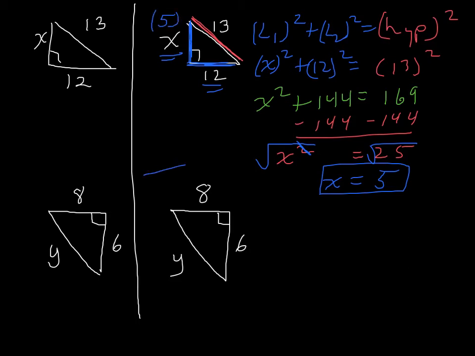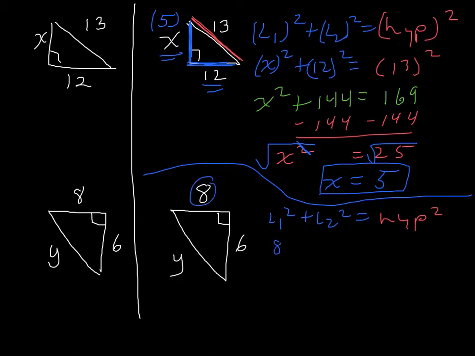Okay? So now I'm going to do another one here. I'm going to try and squeeze in, try and write a little bit smaller. So my formula for this one is L1 squared plus L2 squared is equal to hypotenuse squared. My L1 for this one is 8, so 8 squared. My L2 is 6, and again, if you flip those around, it doesn't really matter. And my hypotenuse is y squared.